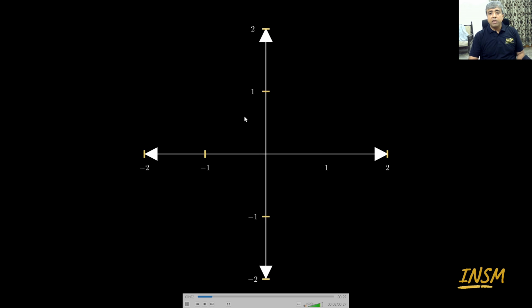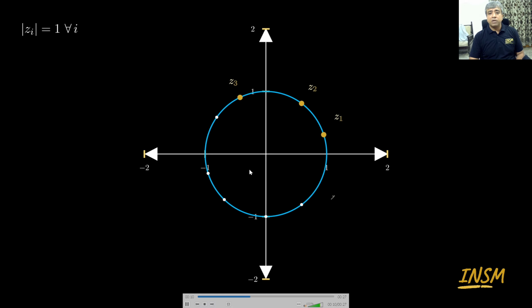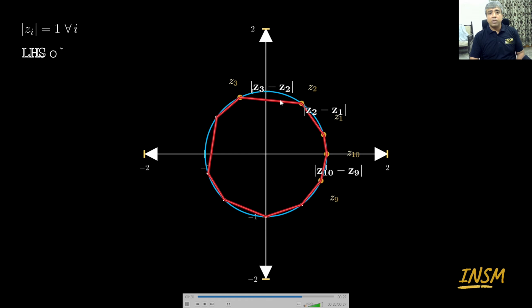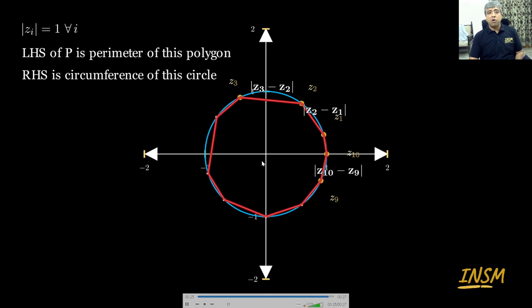To see the same thing with more clarity here, all mod Zi are 1. So we drew a circle and marked the points Z1 till Z10. Then we connect these points and we get a polygon, a 10-sided one. And these are the distances that were given on the left-hand side of P, which is the perimeter of this polygon. And the right-hand side is the circumference, that 2 pi was given.